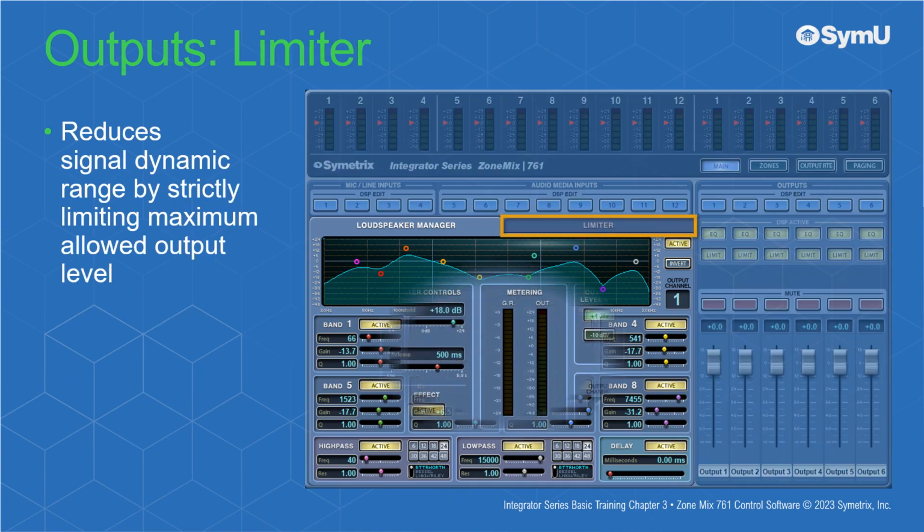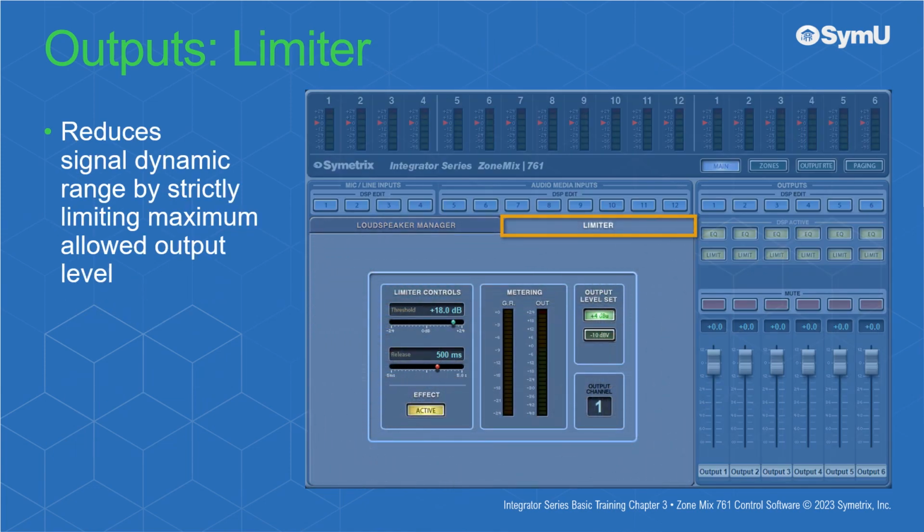Limiters reduce the dynamic range of signals by strictly limiting the maximum allowed output level. Signals below the output limit remain unchanged, while those above it are attenuated to maintain that specific maximum level.